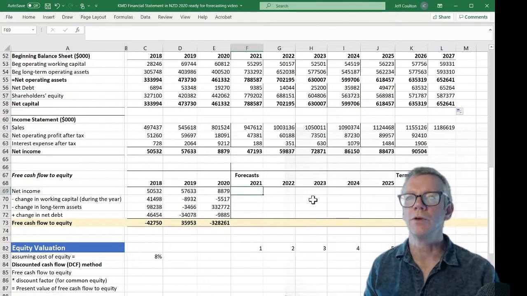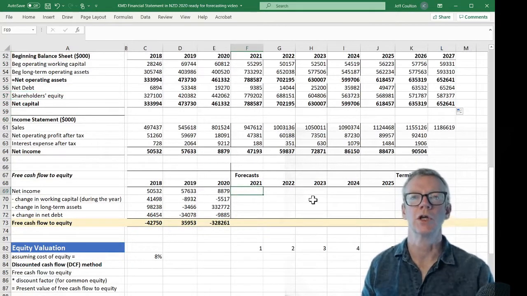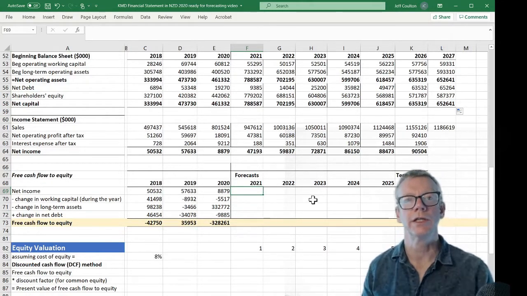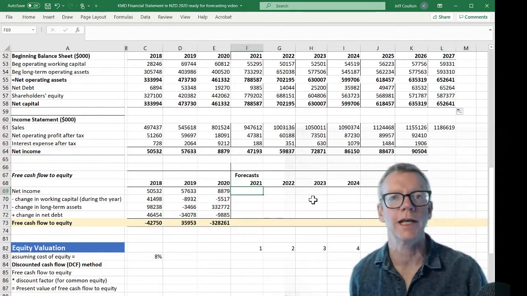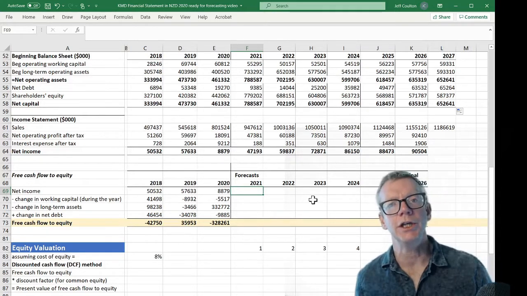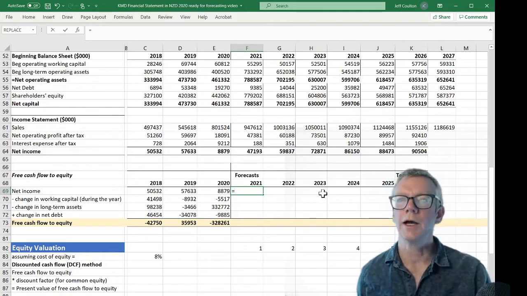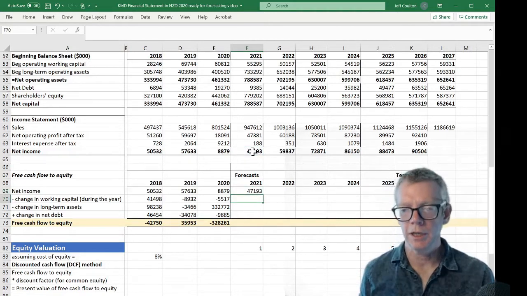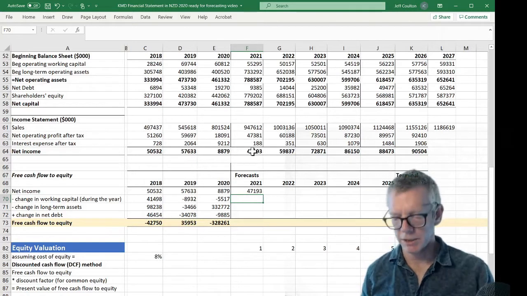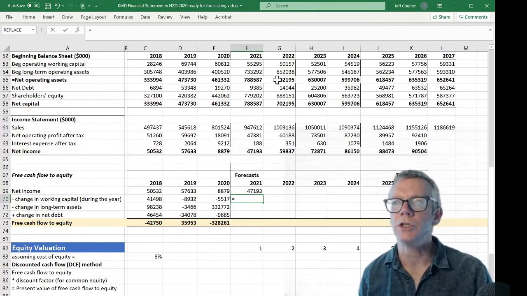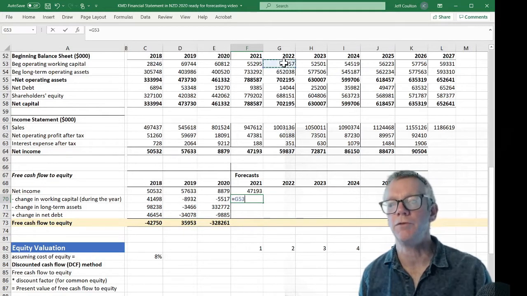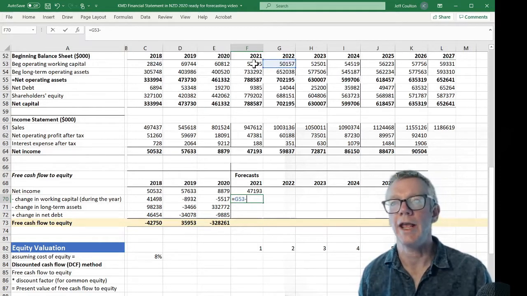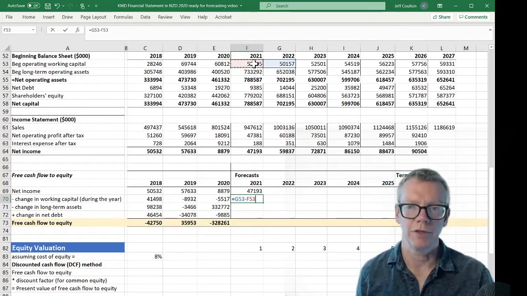So if I scroll down, we know that free cash flow to equity is going to be net income, less the change in working capital over the course of the year, less the change in net long-term operating assets over the year, plus any change in net debt over the year. So net income, I've just calculated. The change in working capital during the year is going to be the end of this year minus the start of this year. The end of this year will be in cell G53. So G53 less the cell F53, which is our start of year value.